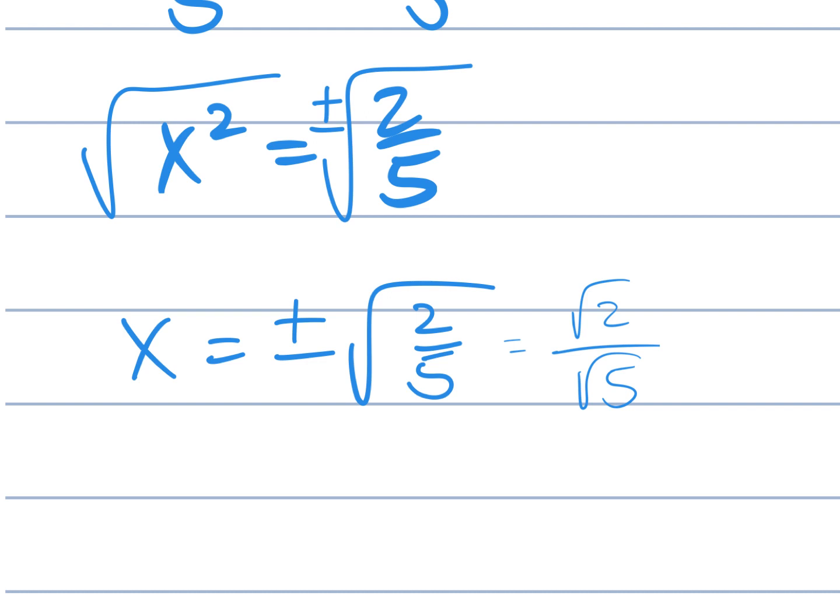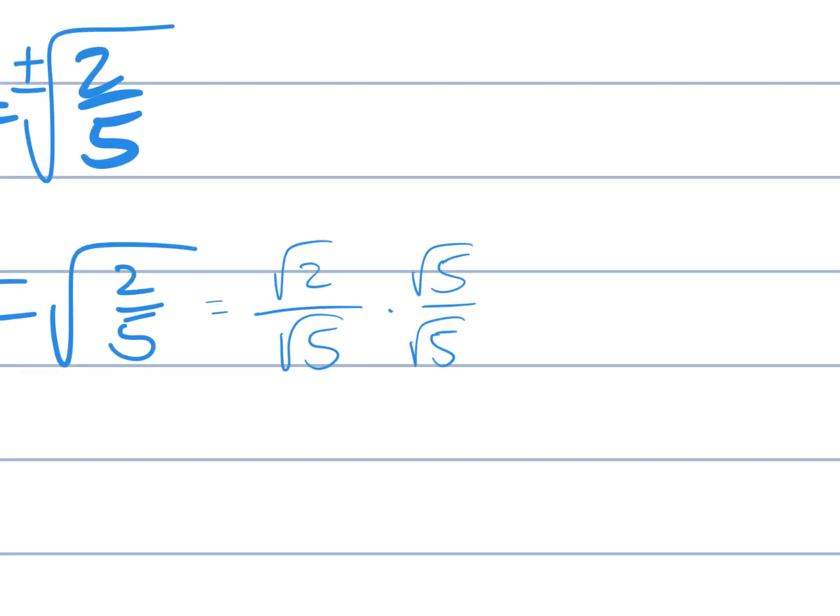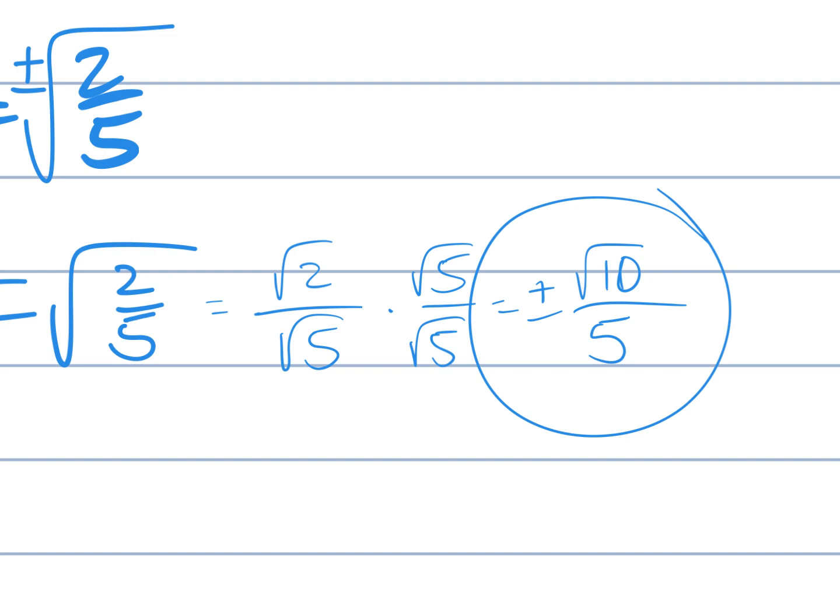So what do I do if I have a radical in the denominator? Multiply by the square root of 5 over the square root of 5. What's the square root of 2 times the square root of 5? Can I multiply those? They're both under the square root. What's 2 times 5? 10. And the square root of 5 times the square root of 5? Square root of 25, which is 5. Is this my answer? No. What did I forget? The plus or minus. That's my answer.